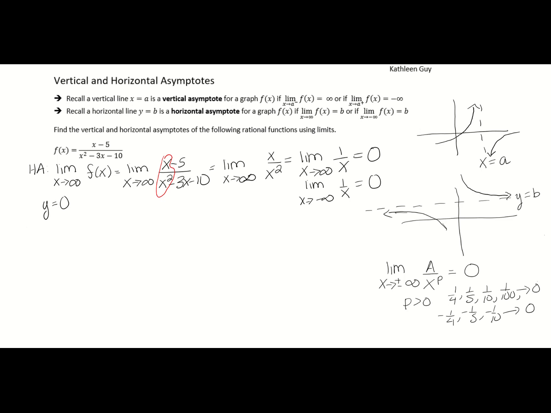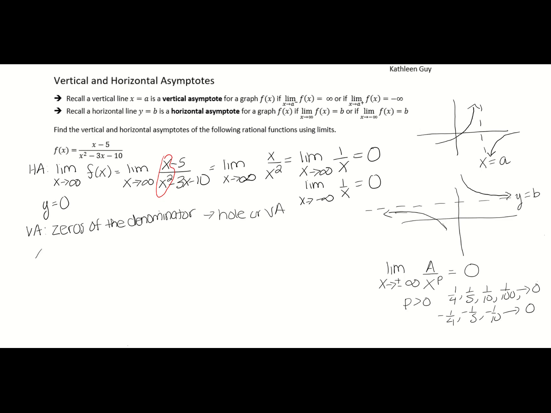Now let's take a look at the vertical asymptotes. The key about finding vertical asymptotes is that if you have a vertical asymptote, it will come from the zeros of the denominator. Now the zeros of the denominator of a rational function can only be one of two things. It can either be a hole or a vertical asymptote. So what we're going to check now is which one they are.